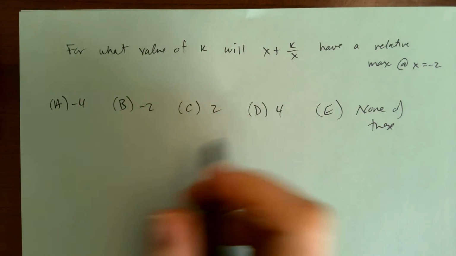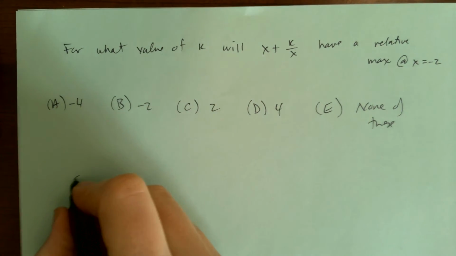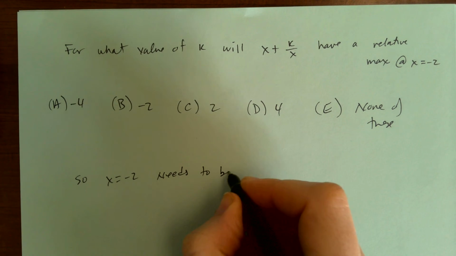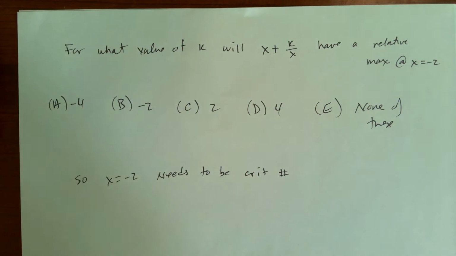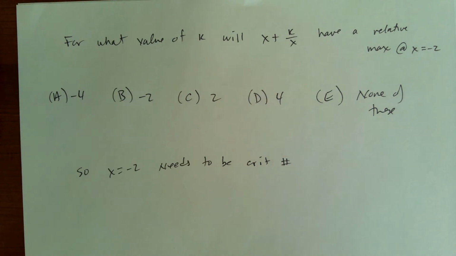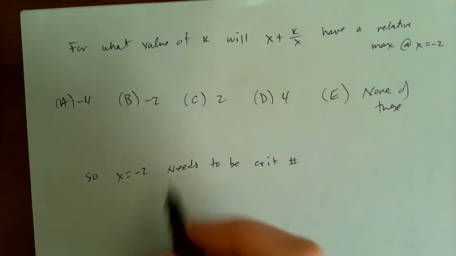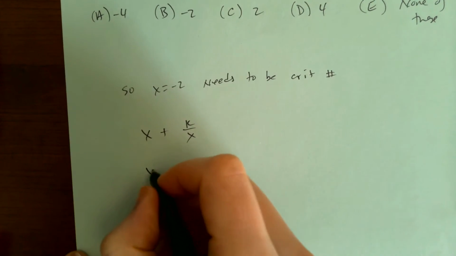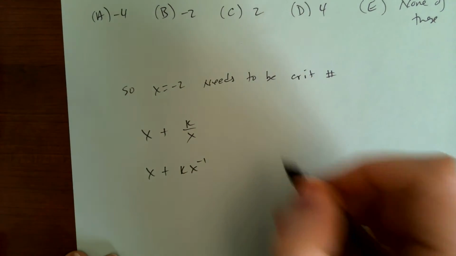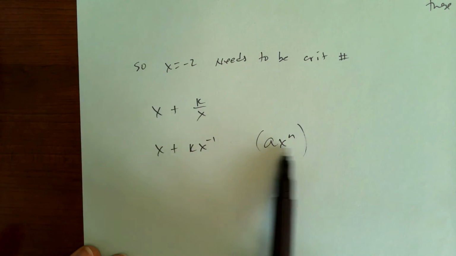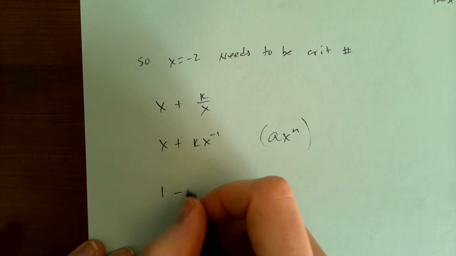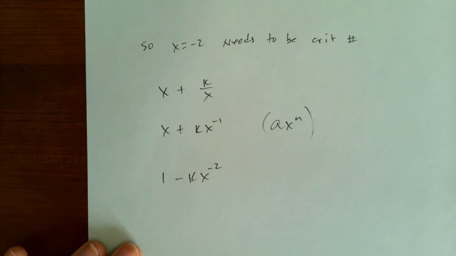So guys, basically, x equals -2 needs to be a critical number. And a critical number is where the derivative is 0 or undefined, okay? So I'm going to take x plus k over x and find its derivative. I want to write it in a way so that I can use the power rule, so terms of the form ax to the n. So I made that like that. Then you take the derivative: 1 minus k x to the -2.